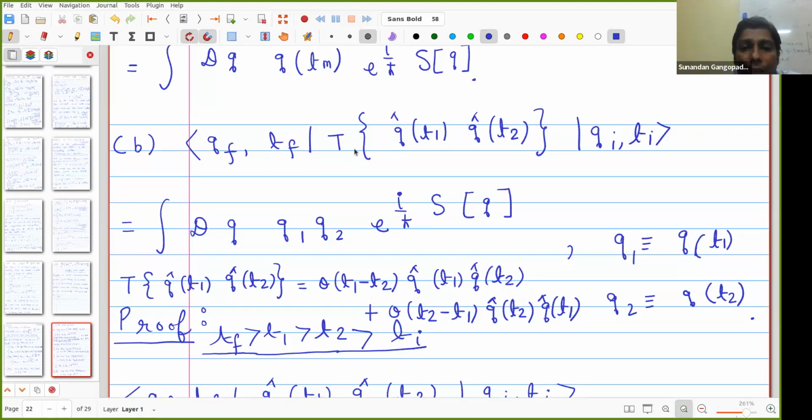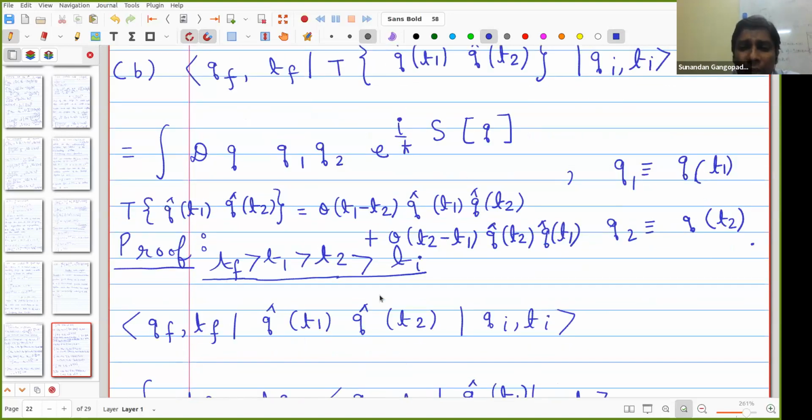And what is the definition, and what is this time ordering? The time ordering of these two operators, the position operator defined at time t1 and the position operator at time t2, is defined in the following way. It is the theta function of t1 minus t2 times q hat t1 q hat t2, plus theta function of t2 minus t1 times q hat t2 q hat t1. What do we mean by this? The meaning is very simple.